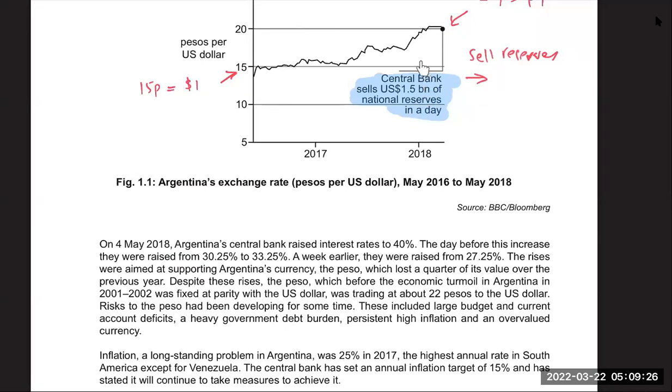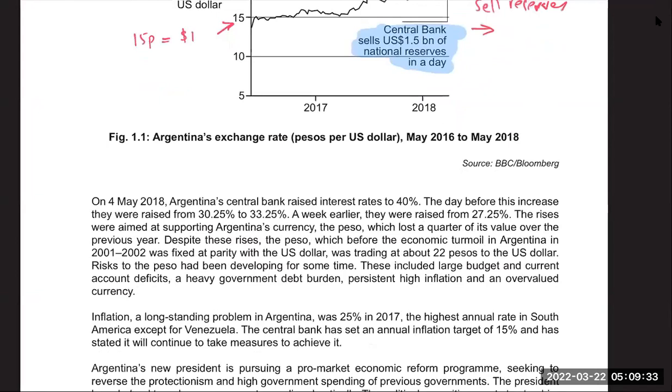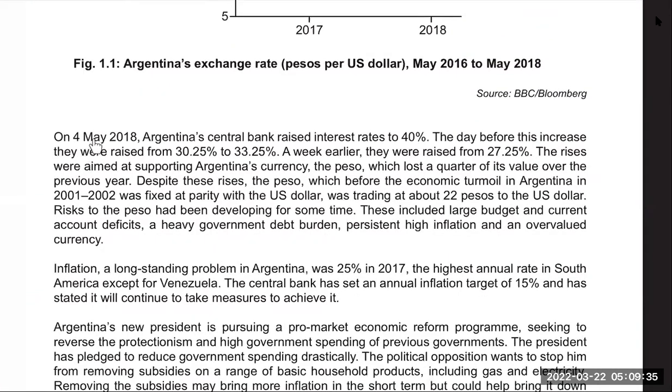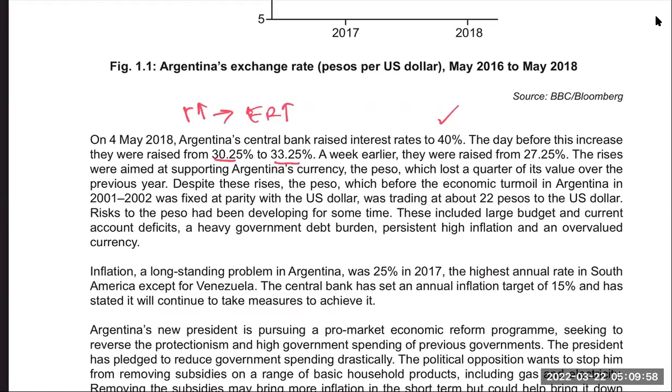So before we look at what is happening here and how this graph explains it, let's read the text. On May 4th, 2018, Argentina's Central Bank raised interest rates to 40%. That's huge. Interest rates going up means you will see hot money flow in and so on, and the exchange rate can go up, right? The day before this increase, they were raised from 30% to 33%, which means they're continuously increasing the interest rates.